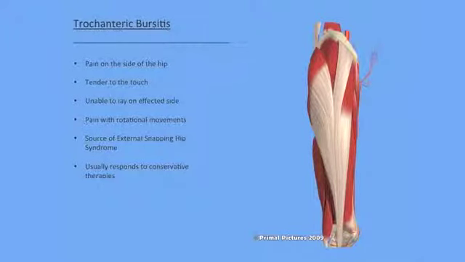Trochanteric bursitis, similarly, is a pain to the lateral side of the hip. Pain with walking. They can't lie on this side. It's tender to the touch, which is a very differentiating factor for many of the hip pain syndromes we've been talking about. This one is tender and palpable.